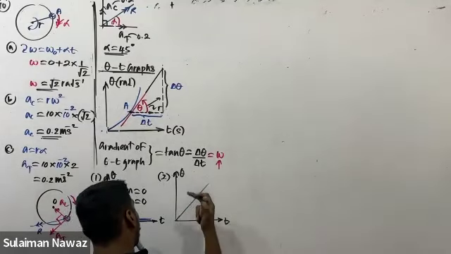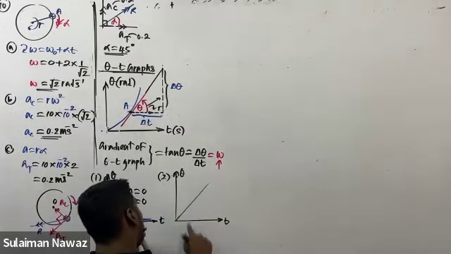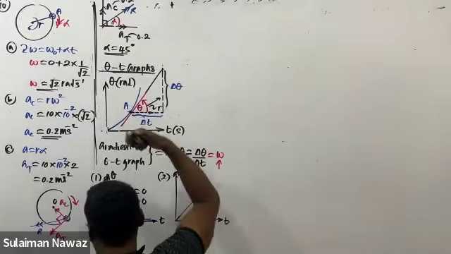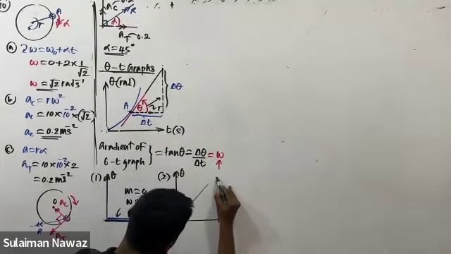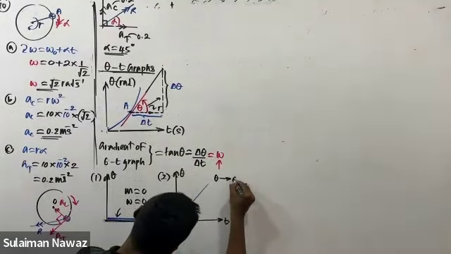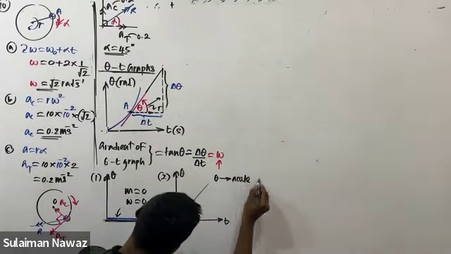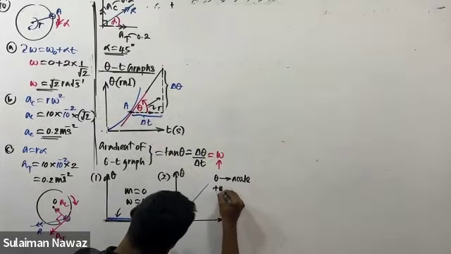You know, the angle is acute. You can go from the back also. Look here, the angle is acute. Acute angle means positive gradient. You can write down: acute angle means positive gradient.